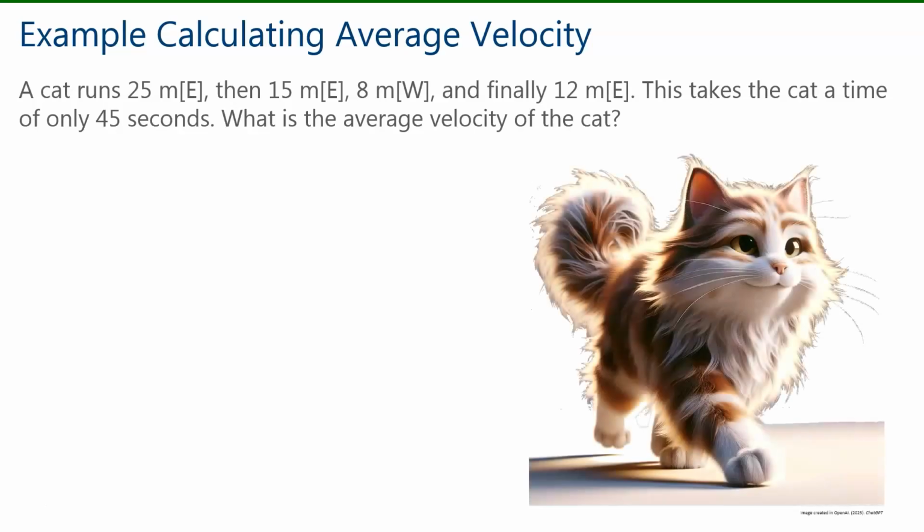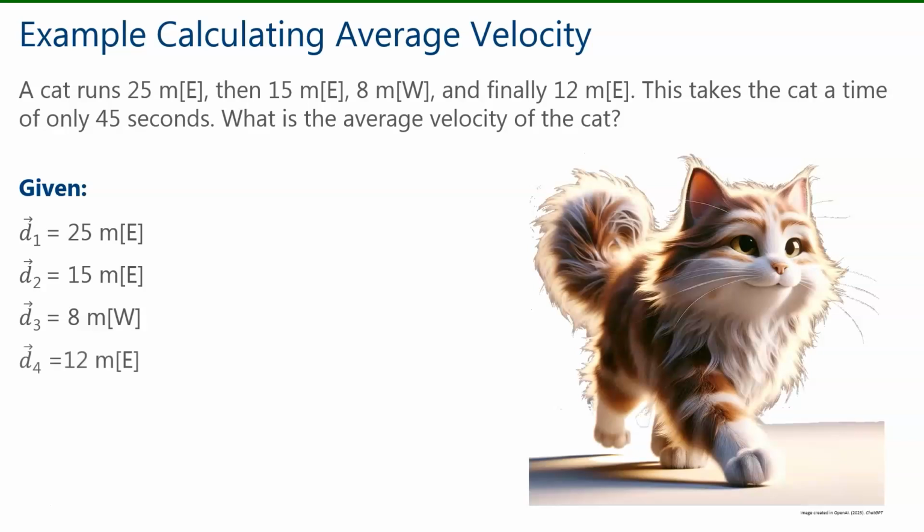A cat runs 25 meters east, then 15 meters east, 8 meters west, and finally 12 meters east. This takes the cat a time of only 45 seconds. What is the average velocity of the cat? First of all, let's look at the information we're given in this problem. We're given the first displacement is 25 meters east, the second displacement is 15 meters east, the third is 8 meters west, and the fourth is 12 meters east. We're also given that the time is 45 seconds. We need to find the average velocity.